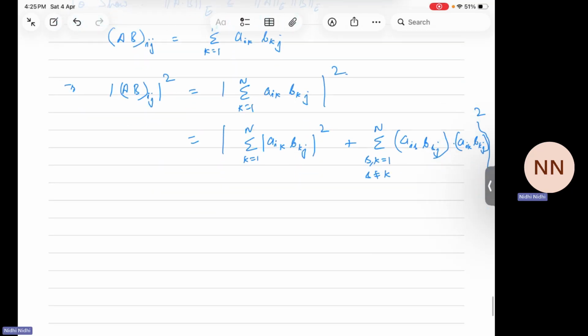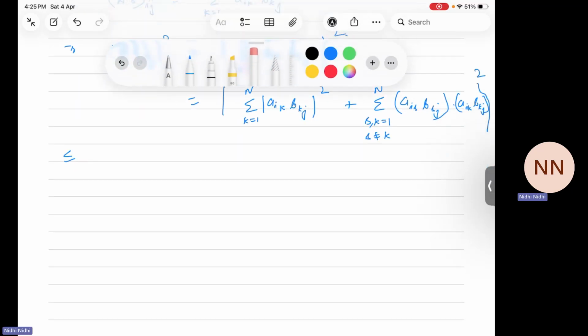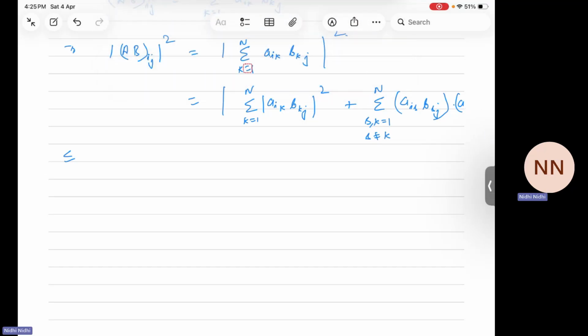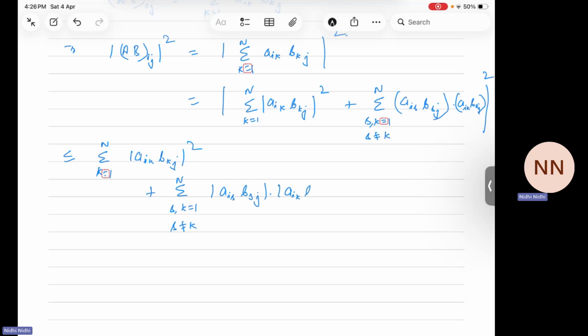And then by the triangle inequality of the modulus function, I should write this as: a_ik b_kj squared will be less than or equal to the summation k from 1 to n of mod a_ik b_kj squared, plus the summation over s and k from 1 to n with s not equal to k of mod a_is b_sj times a_ik b_kj.